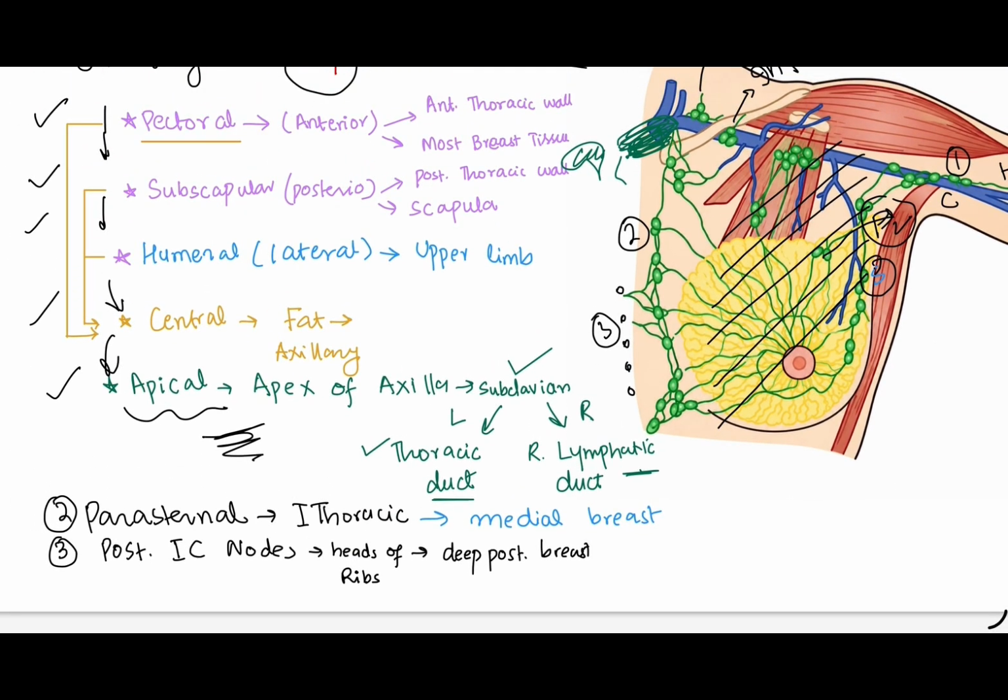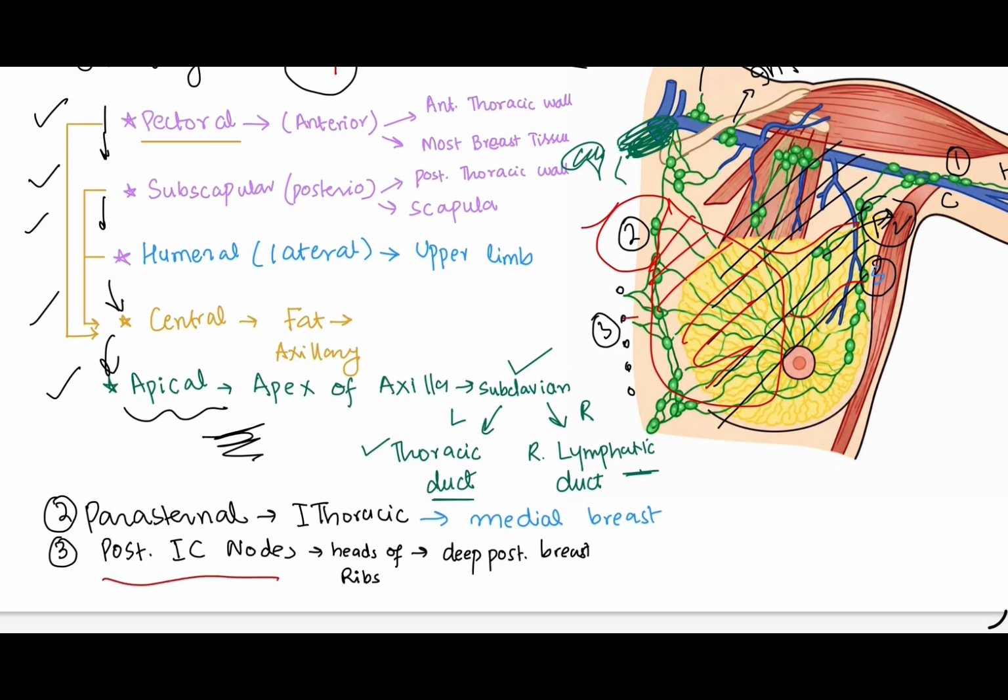Then there are some nodes called parasternal. Parasternal means they are alongside the sternum, that's why they're called parasternal. And obviously their location tells us that they are on the medial side of the breast, so they are going to drain the medial part of the breast. The anterior part was there, the medial breast drains into here, and then there are posterior intercostal nodes.